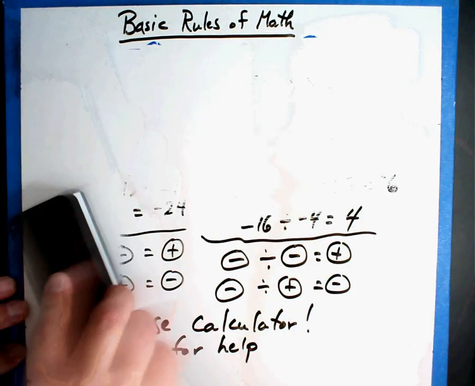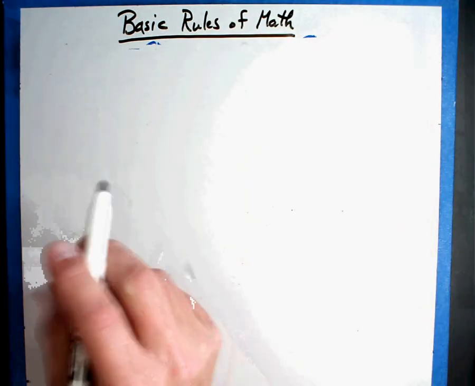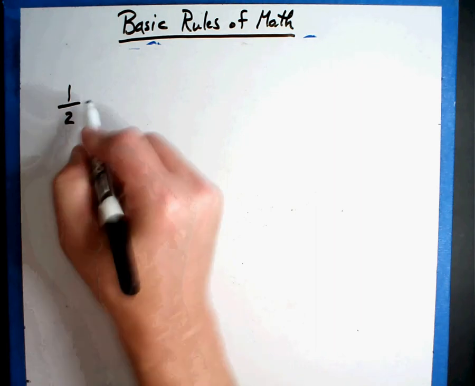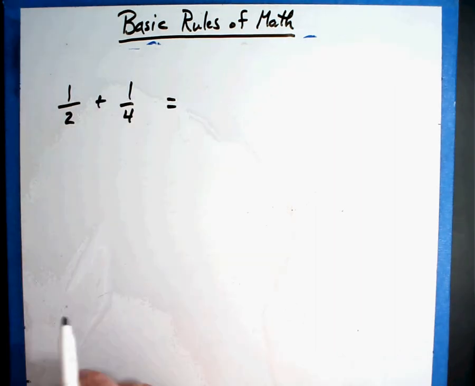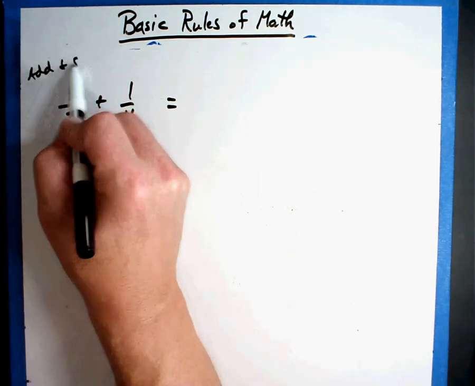Basic math is an area that some people struggle with. Let's try fractions real quick. We struggle with fractions, and that's okay. But let's talk about fractions. Let's say we have 1/2 plus 1/4. We're going to talk about adding and subtracting here first.